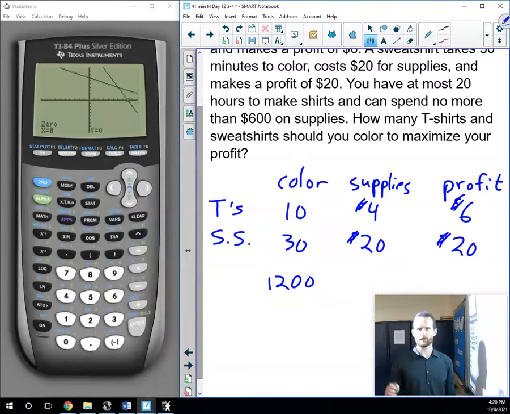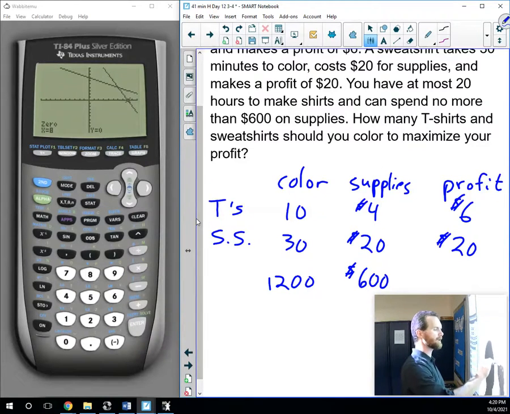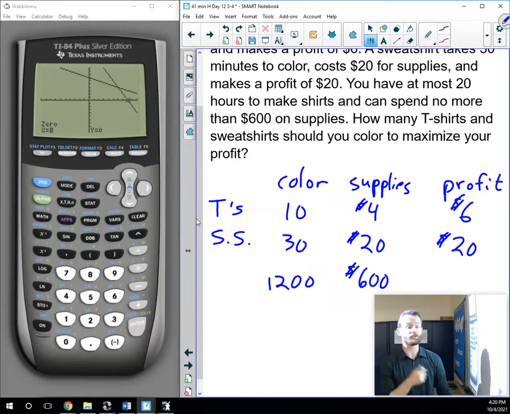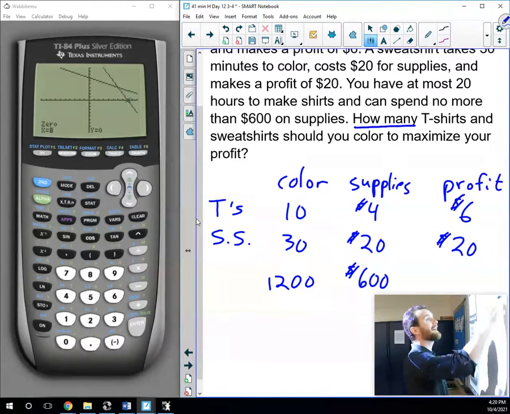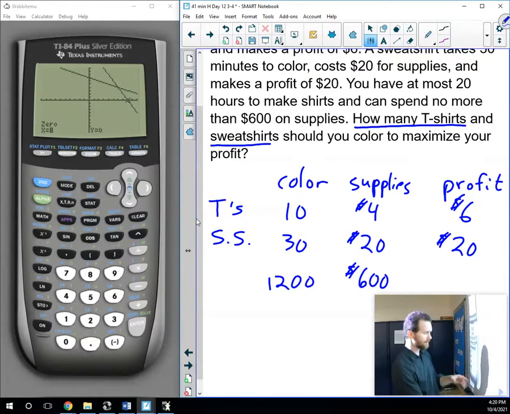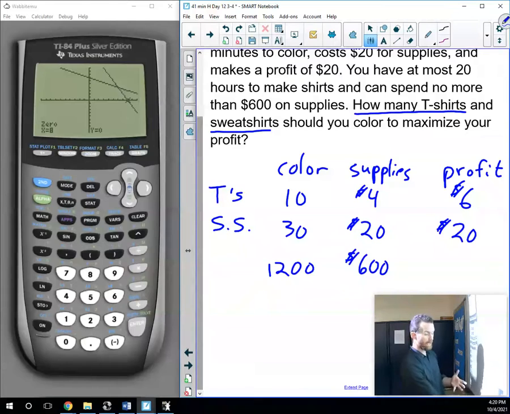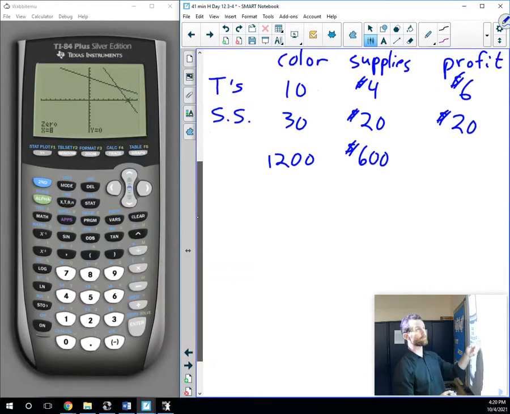Because I'm sure we don't have $1 million for supplies. You can spend no more than $600 on supplies. So that's our second constraint, our second limiting factor. How many t-shirts and sweatshirts should you color to maximize your profit? Here they're not actually asking us for the maximum amount of profit, they're asking how many of each, so we have to adjust our answer a little bit. But now we're ready for our linear programming process.